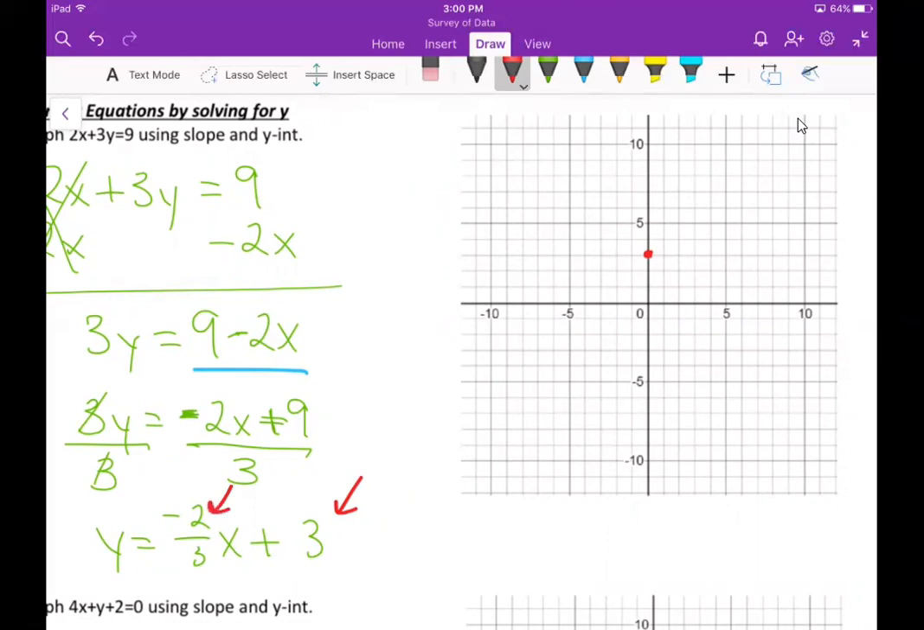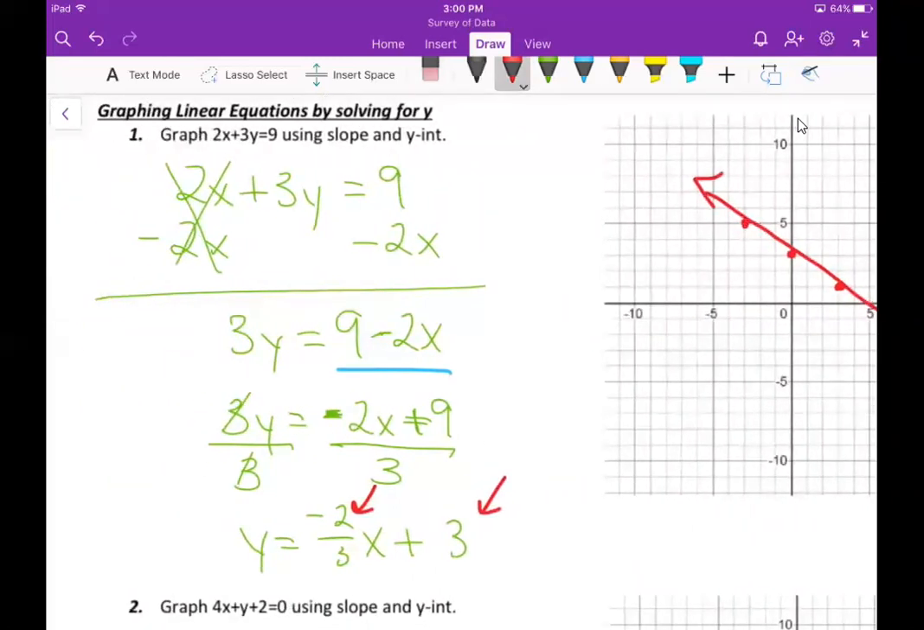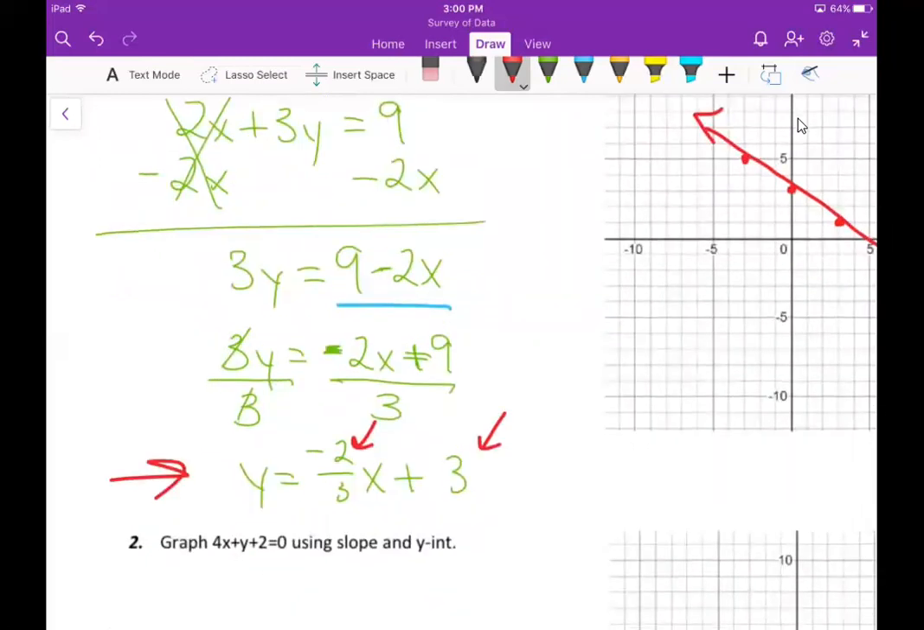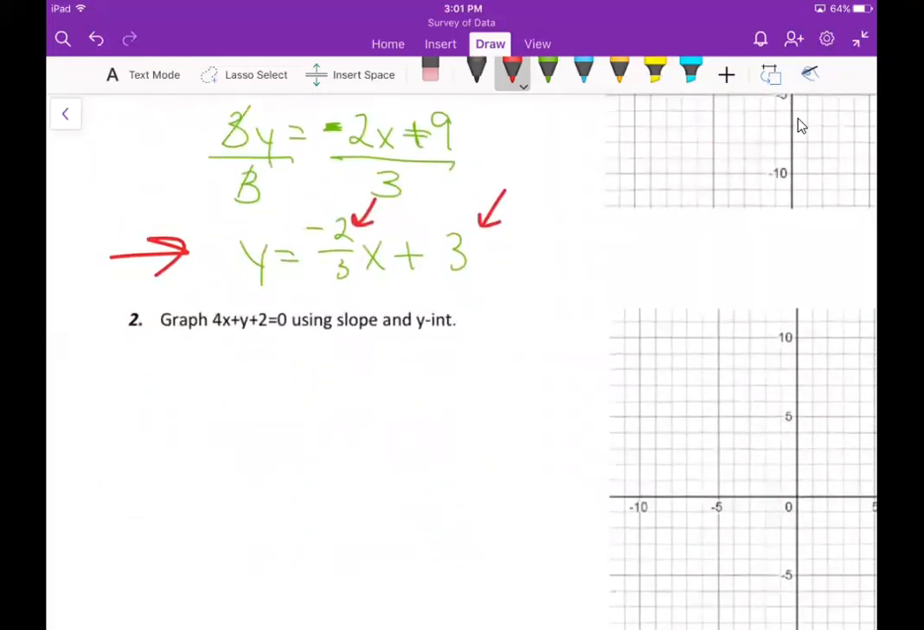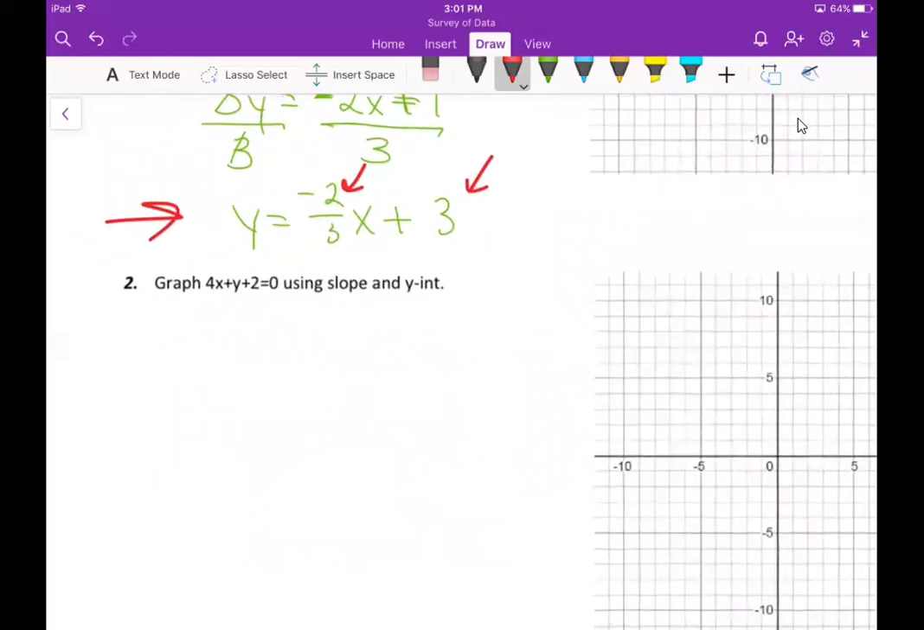That means I need to go down 2, right 3 from that y-intercept, or up 2, left 3, right? You need any one of those 2 points, and then you've got some points to help you graph that line, and we've got it. Okay, so we can use those techniques to solve for an unknown variable to really help us plot lines. We're going to do this a couple more times with a couple different scenarios to help you out here. Okay, so this one again, your goal is to get y by itself.